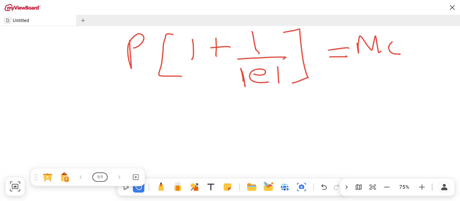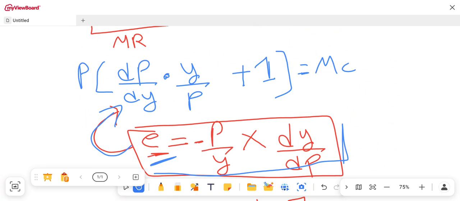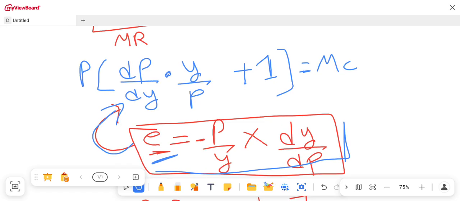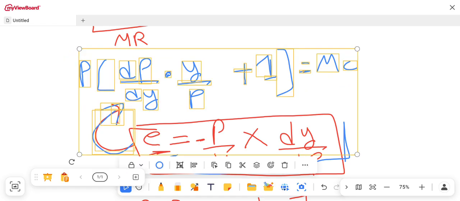Now the second way we can write it, you must know. The second way is, suppose this was the equation. All the steps above are the same.